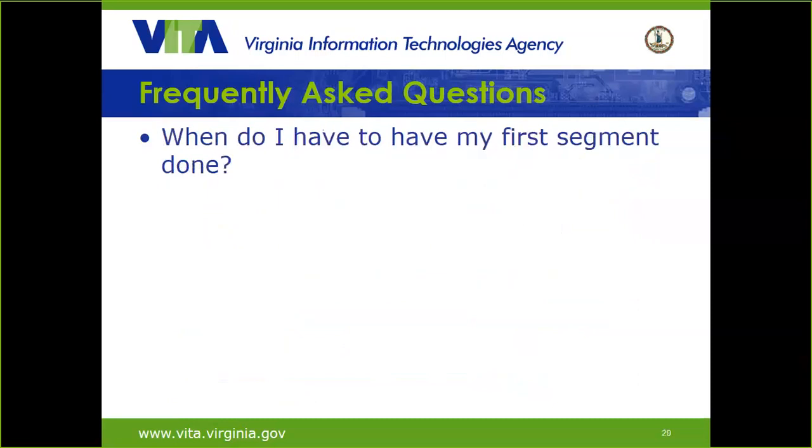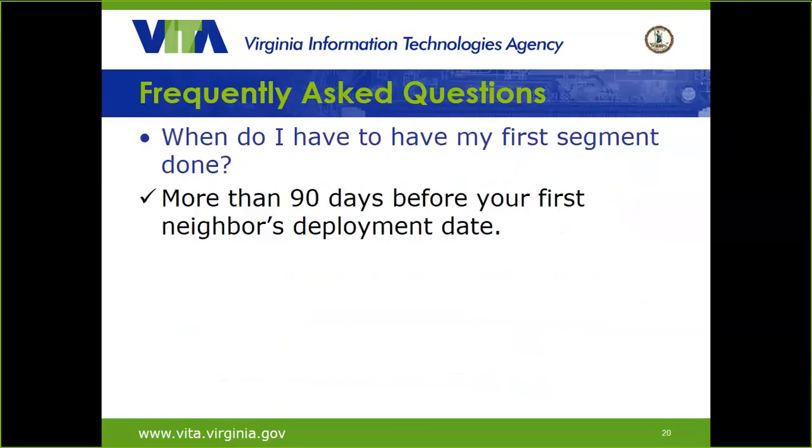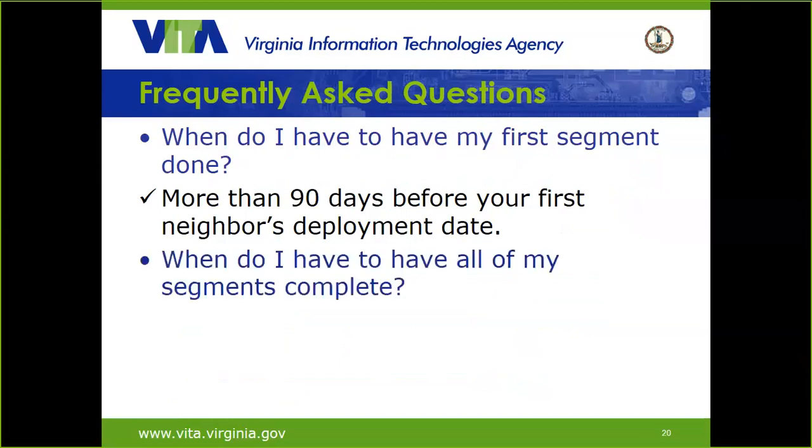One of the reasons for that answer comes from these questions. Well, when do I have to have my first segment done? You have to have your first segment done more than 90 days before your first neighbor's deployment date. Your neighbor will need that segment done sooner than you will if they have a deployment date earlier than yours. And so please be neighborly and please be respectful of your neighbor's time demands. If theirs is coming up, it's a higher priority for them than it is for you. But you're probably going to have folks on your other side where it's going to be a higher priority for you than it is for them.